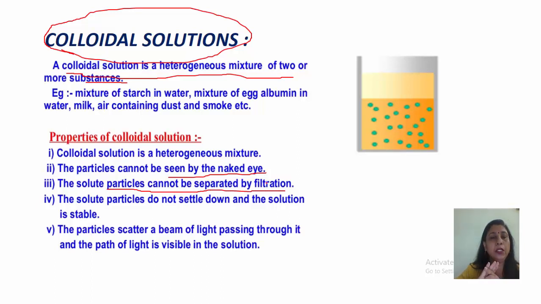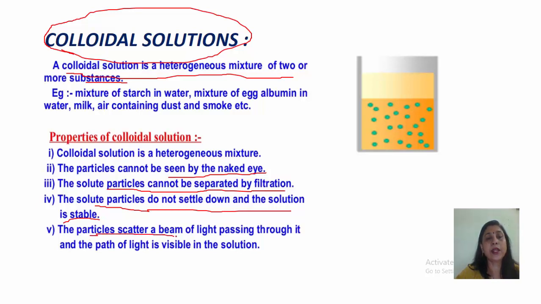So, as the particles are intermediate between a solution and a suspension, they cannot be separated by filtration. They are small, they will pass through the filter paper. The solute particles do not settle down and the solution is stable. Means the colloidal solution is stable as the solute particles are not large enough to settle down.